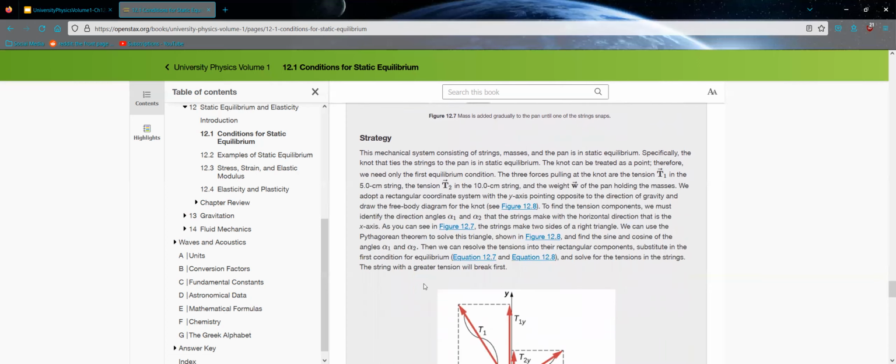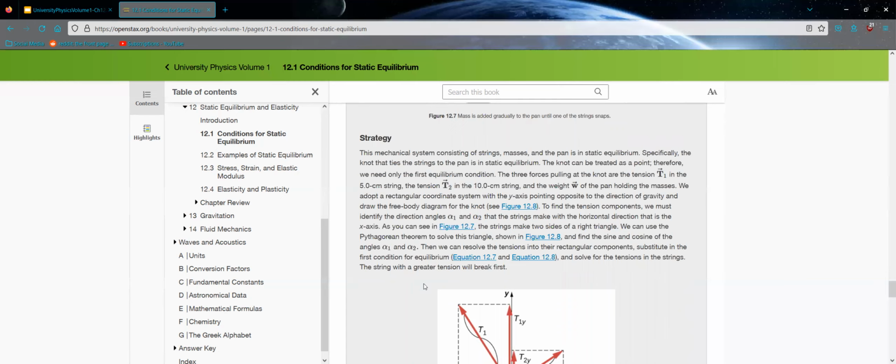Well, this mechanical system, of course, consists of strings, masses, and a pan in a static equilibrium. Static equilibrium means things are not moving translationally or rotationally. As we talked about at the beginning of this chapter, that means everything involved with this system sums to zero, right? Specifically, the knot that ties the string to the pan is in static equilibrium. The knot can be treated as a point, right? Therefore, we only need the first static equilibrium condition. So all the forces sum to zero.